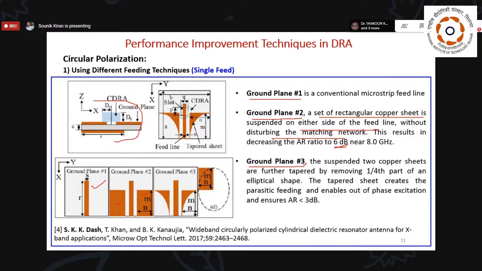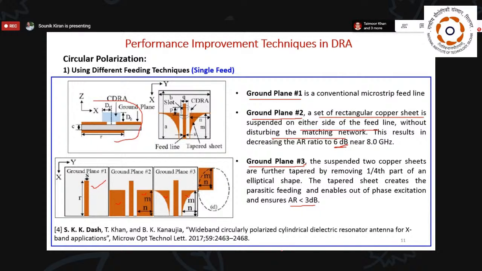We can see how we did that. We just took an elliptical shape and removed some part of it, so that we can form parasitic shapes, like taper-shaped parasitic shapes. By doing that, we found that it is able to create out-of-phase excitation inside the DRA. As a result, the waves that come out become circularly polarized, which was verified by checking the axial ratio, whether it is below 3 dB or not.